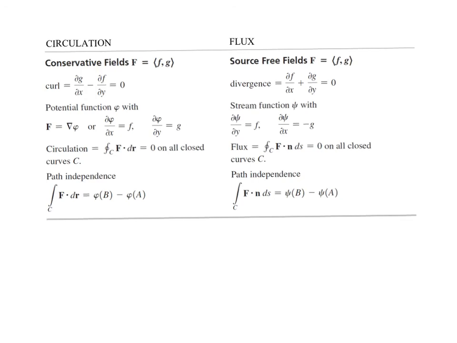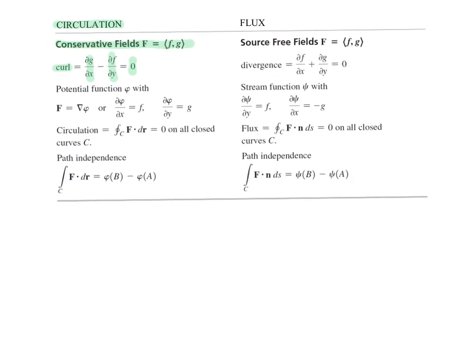Well, this would be a nice time to sum up what we did in the last few sections. So recall that if we have circulation, that goes hand in hand with conservative vector fields. To check to see if a vector field is conservative, you compute the partial derivative of g with respect to x minus the partial derivative of f with respect to y. And if that's 0, then the vector field is conservative. But remember, by Green's theorem, that's just curl.